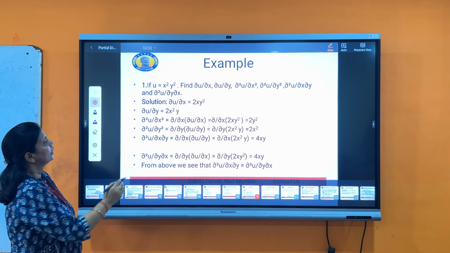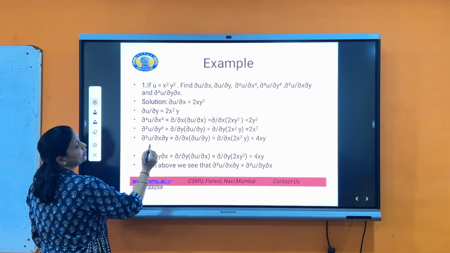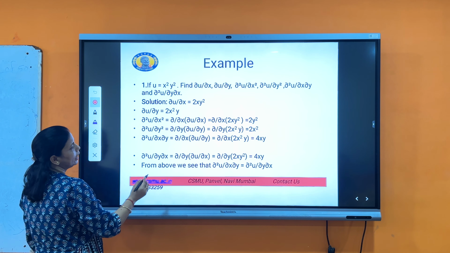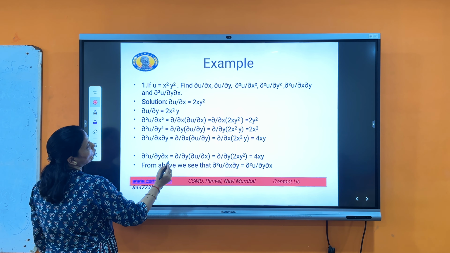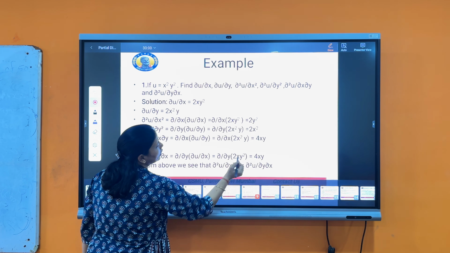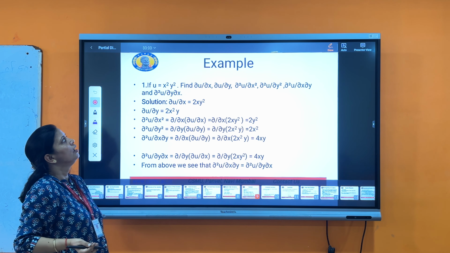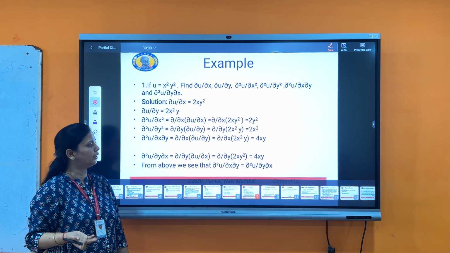As you can see, these two mixed derivatives, the derivative of u with respect to x then y as well as with respect to y then x, are both equal. So these are the examples based on higher order partial derivatives.